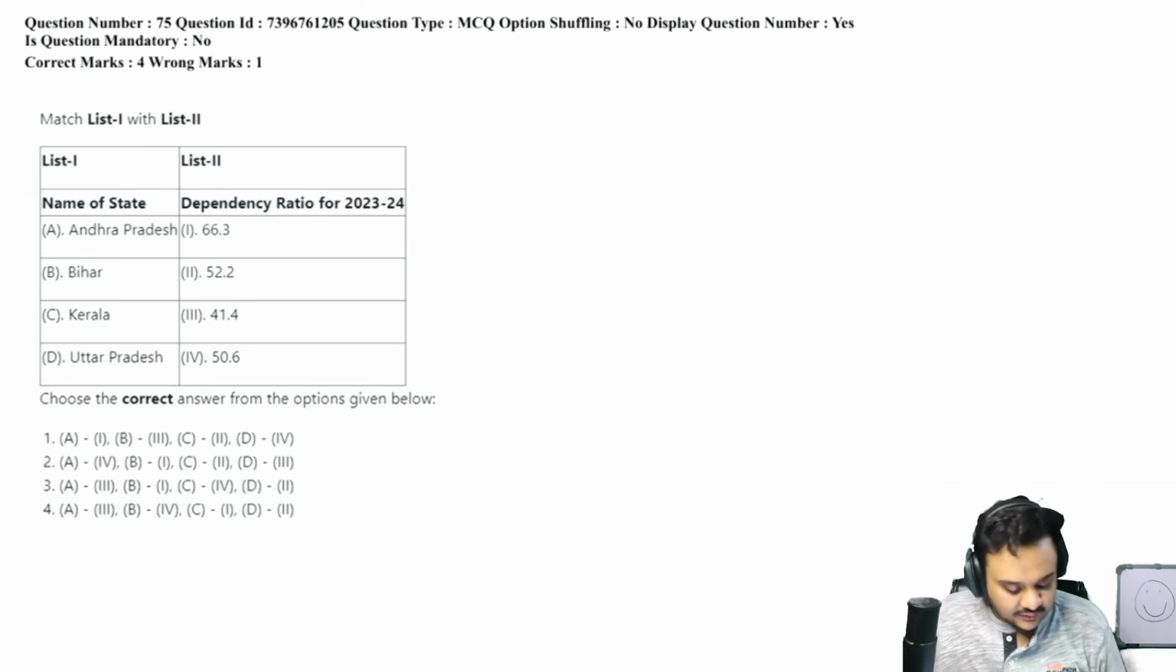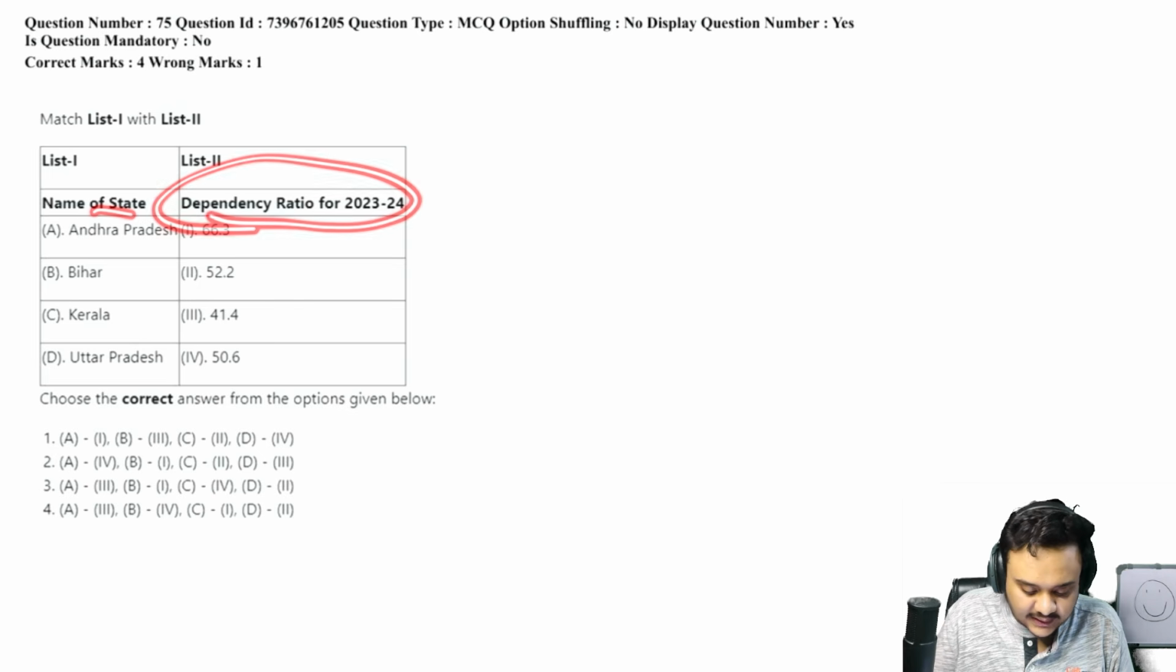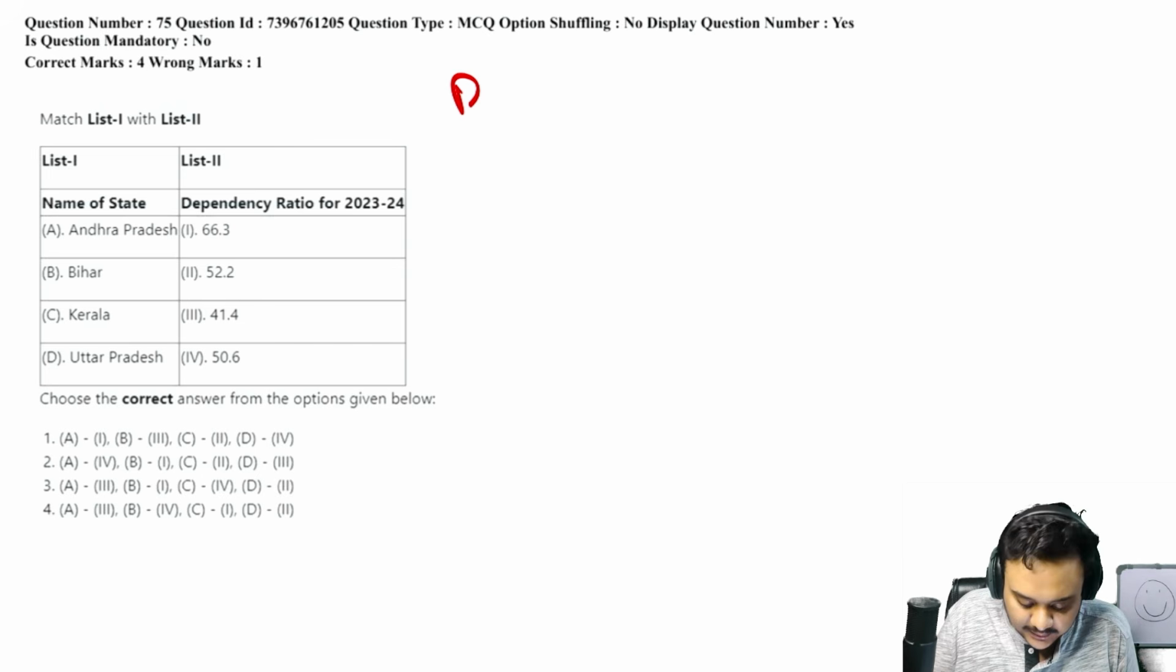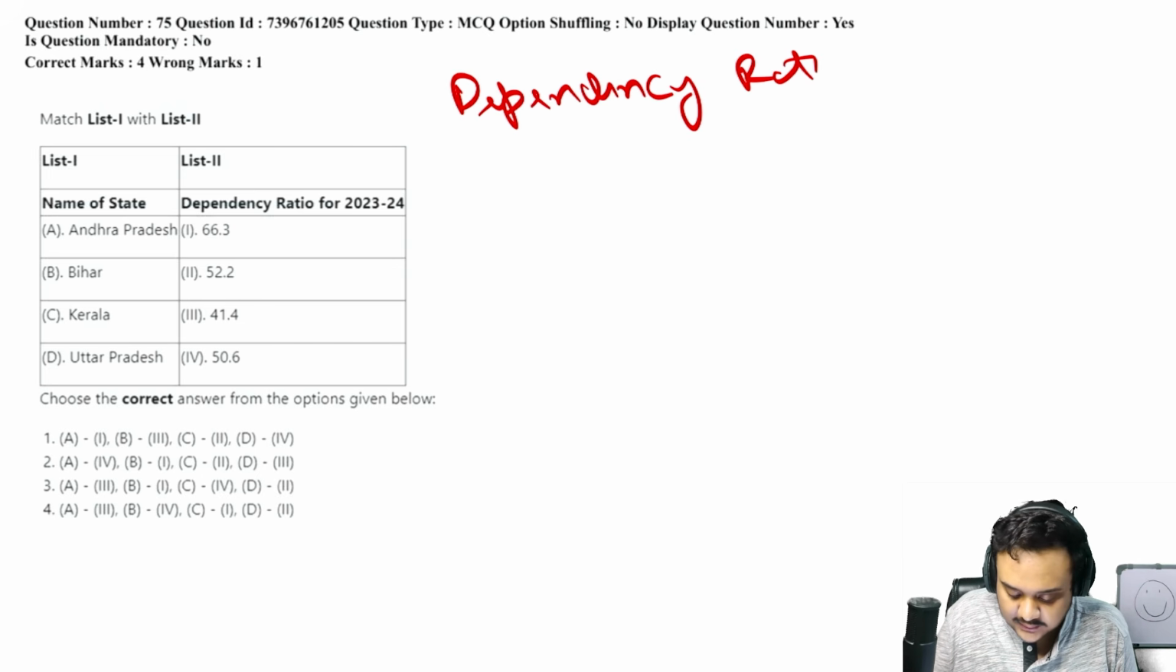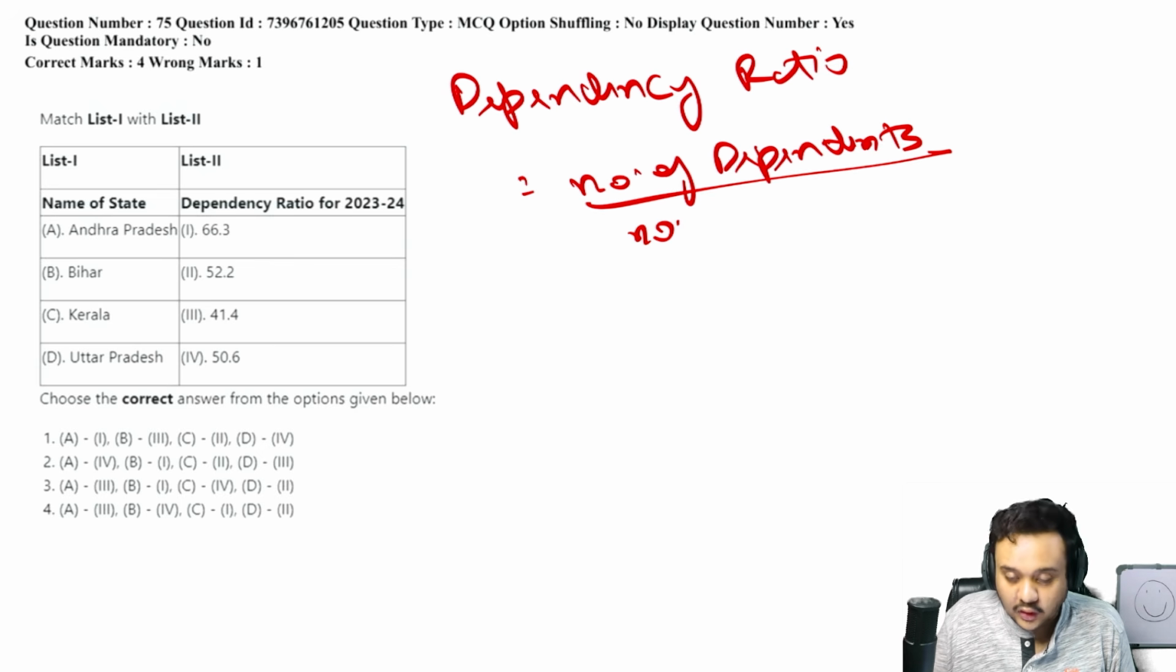It is again a match the following. You have to match the state with its dependency ratio. Okay. So what is dependency ratio? Dependency ratio is the ratio of the number of dependents to the population in the working class, or the working class population.